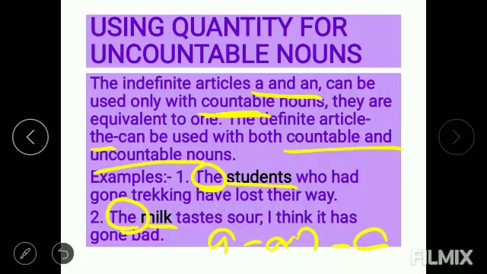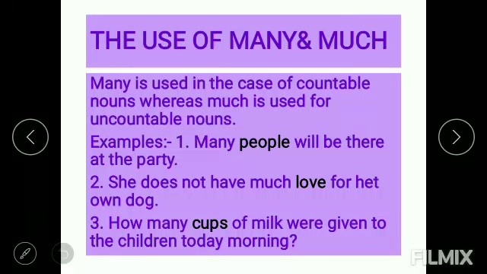Okay. Then is the use of many and much. Many is used in the case of countable nouns, whereas much is used for uncountable nouns. So here also there is a classification like the articles: many is only used with countable nouns and much is only used with uncountable nouns. We will come to know about it more clearly with the help of examples.